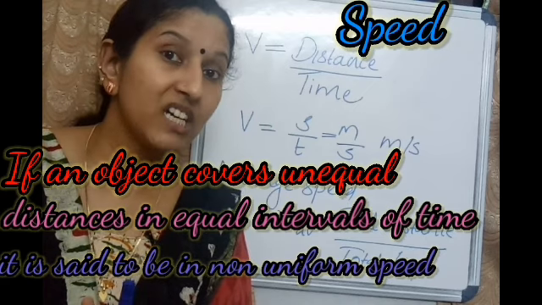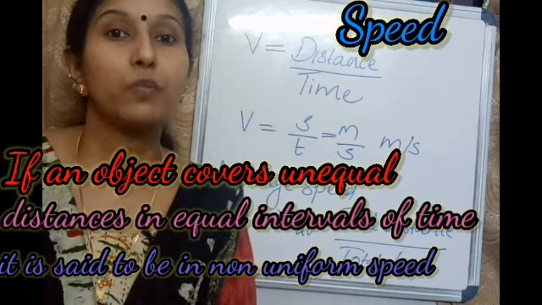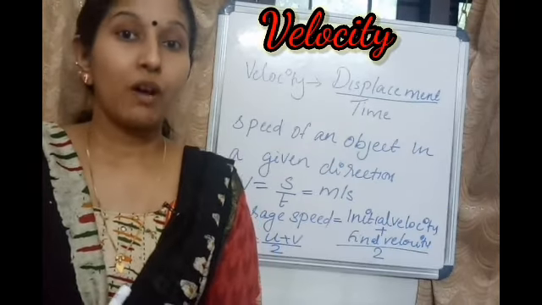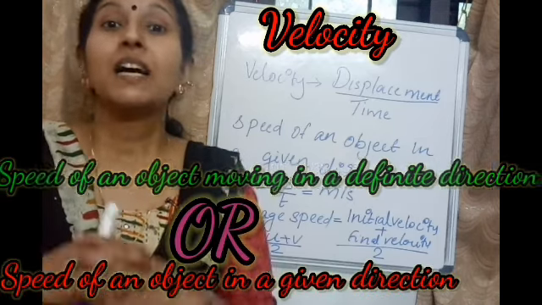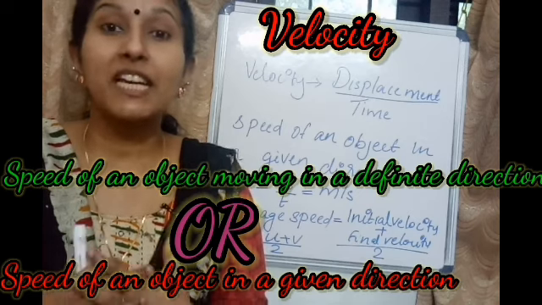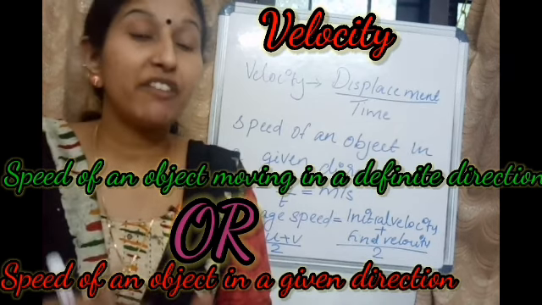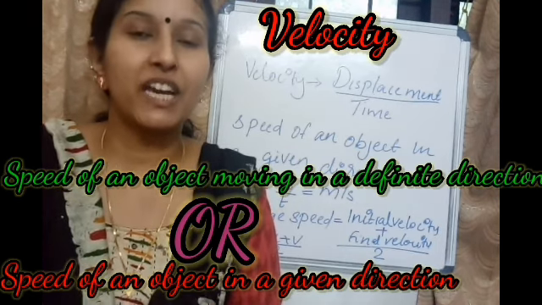If an object covers unequal distances in equal intervals of time, it is said to be in non-uniform speed. Velocity. What is velocity? Velocity is the speed of an object in a given direction. Velocity can be defined as the speed of an object in a given direction.